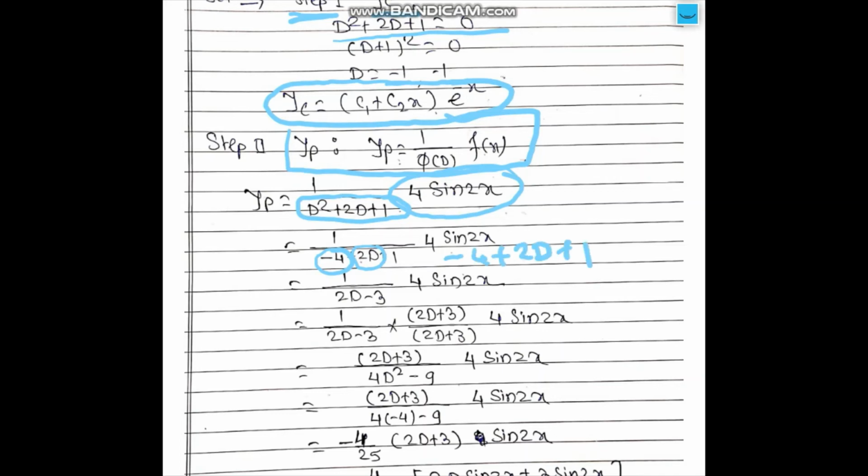This should be in the denominator. So this plus 2D as it is, no replacement for it. So the simplification is 1 upon 2D minus 3 on 4 sine 2x. Whenever there is a linear term in the denominator, the method says we should rationalize. Rationalize means we multiply by the conjugate of the denominator, and the conjugate of 2D minus 3 is 2D plus 3. So we multiply and divide by that 2D plus 3.